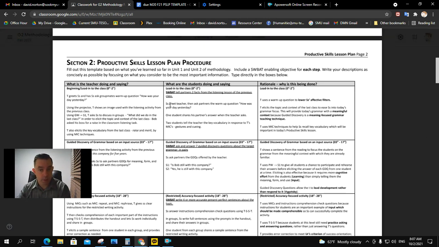Student, same thing. Students greet teacher, then ask partners the warm-up question. One student shares answers. At this point, it's not necessary to say this is S4, S5, S6, because you're just kind of describing the overall procedure.